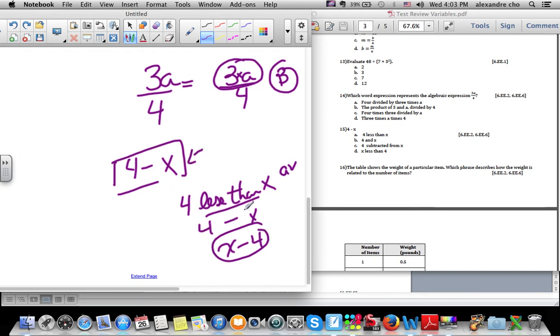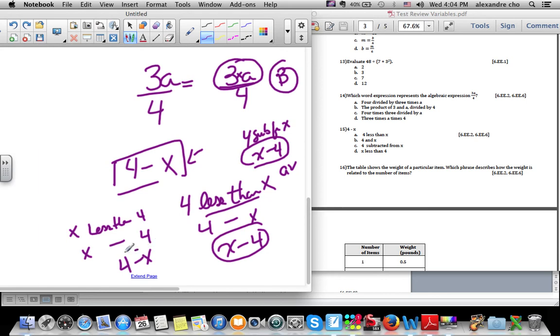B, 4 and x, definitely not that one. C, 4 subtracted from x. Again, 4 subtracted from x would be x minus 4, so that's not it. And then x less than 4. This is x, this is less than, and this is 4. If you switch the order around, 4 minus x, and that's exactly what we want, so that makes it our choice, which is D.